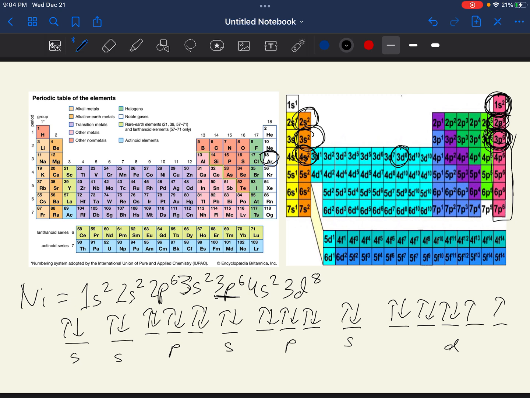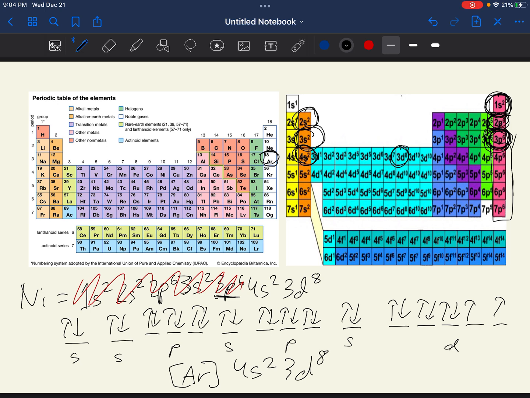So we write Ar in these brackets. So then we can forget about everything up till 3p6, and we just write 4s2 and 3d8.